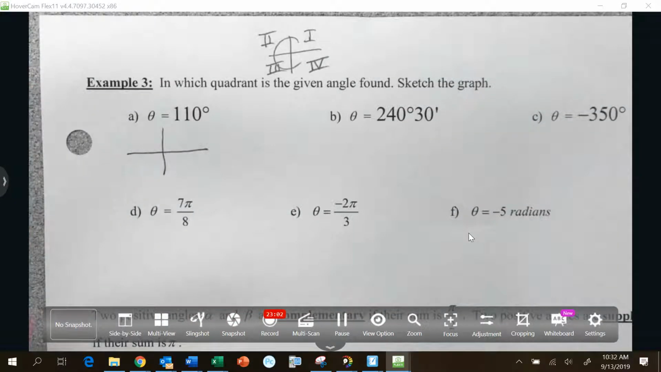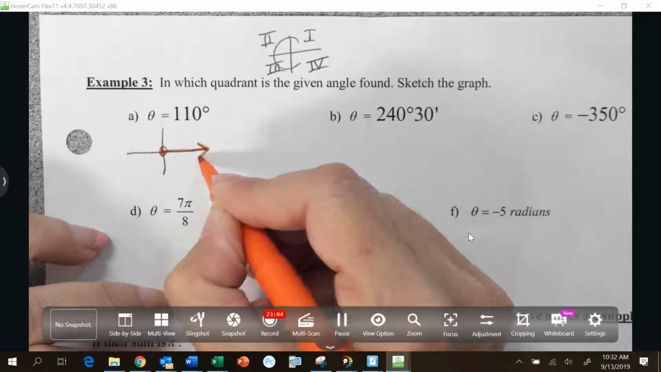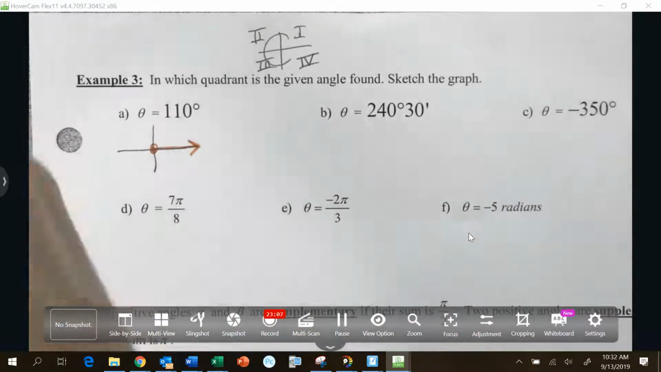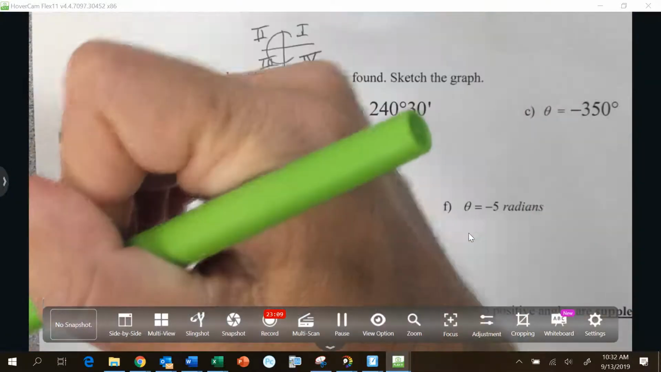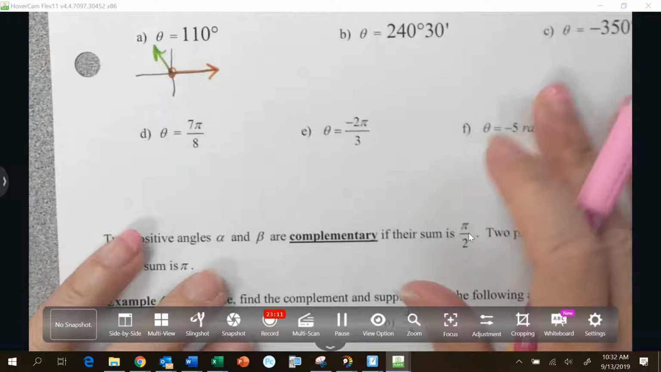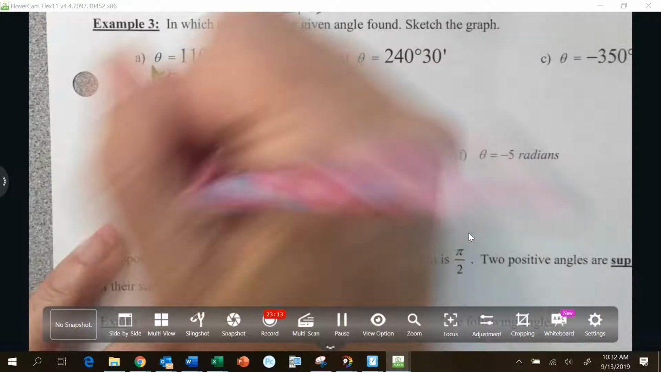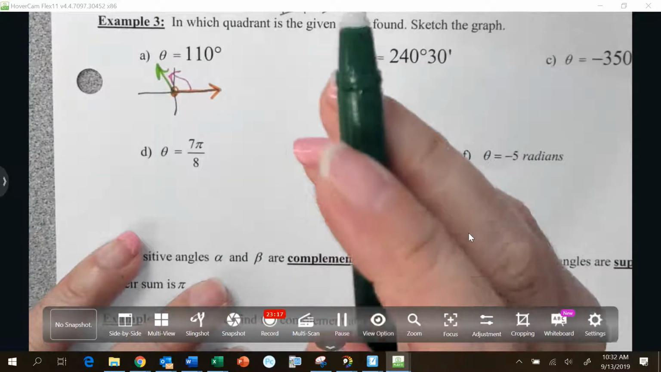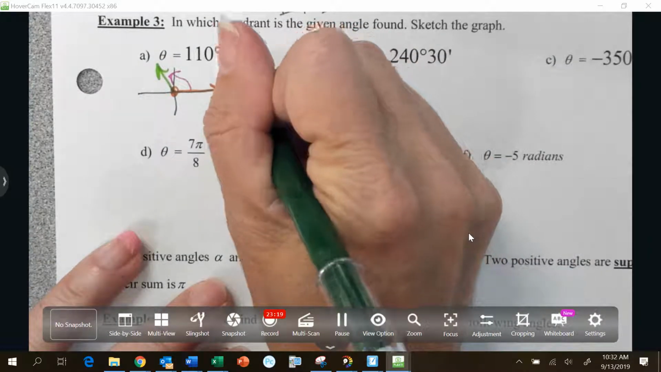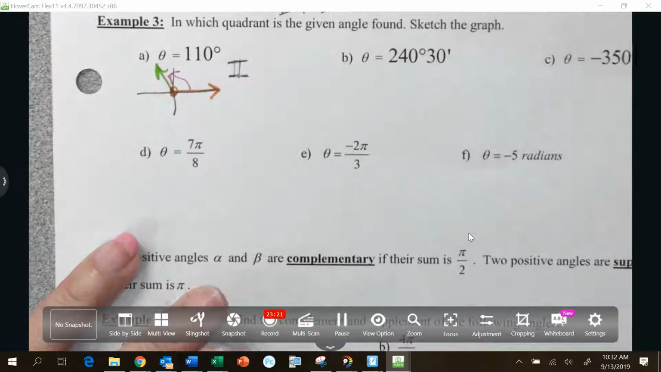So we will have an initial side. You guys should know where 110 is. We'll have an arc that shows which direction we rotated. And you're going to quadrant 2.